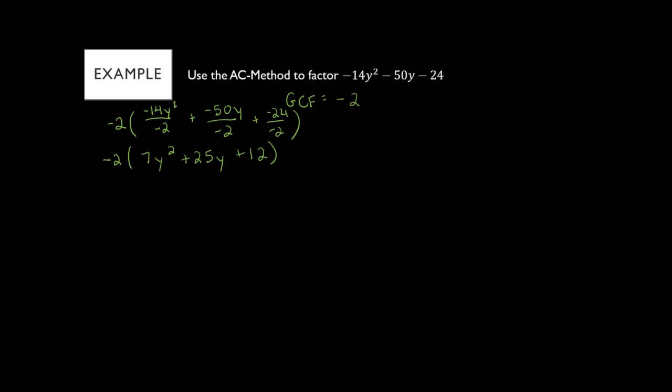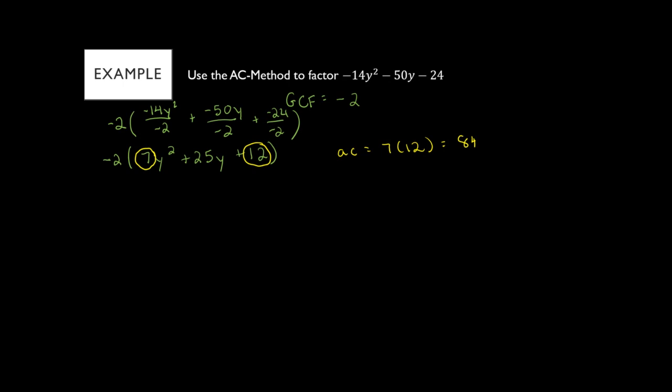So now we're going to use the AC method on what's inside the parentheses. So I'm going to take the 7 and the 12 and multiply those together. Which is 7 times 2 is 14, 7 times 12 is 84.